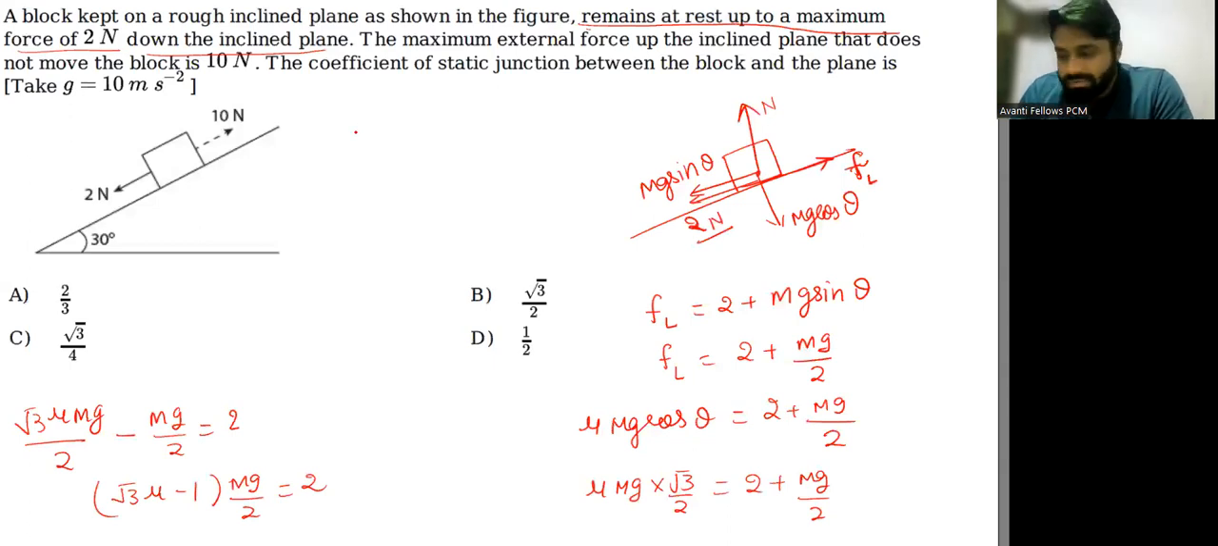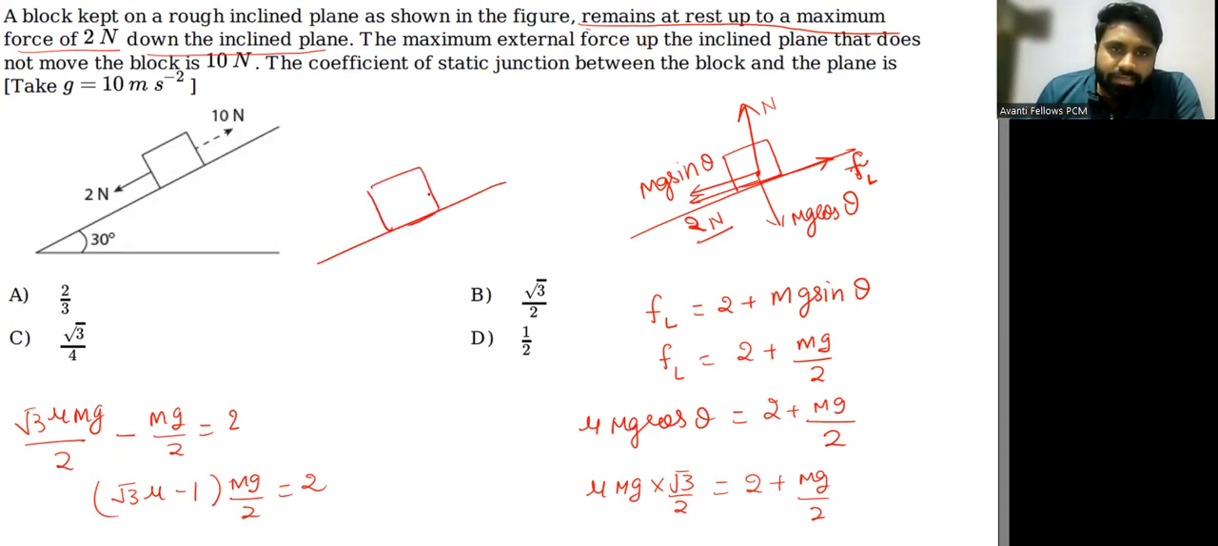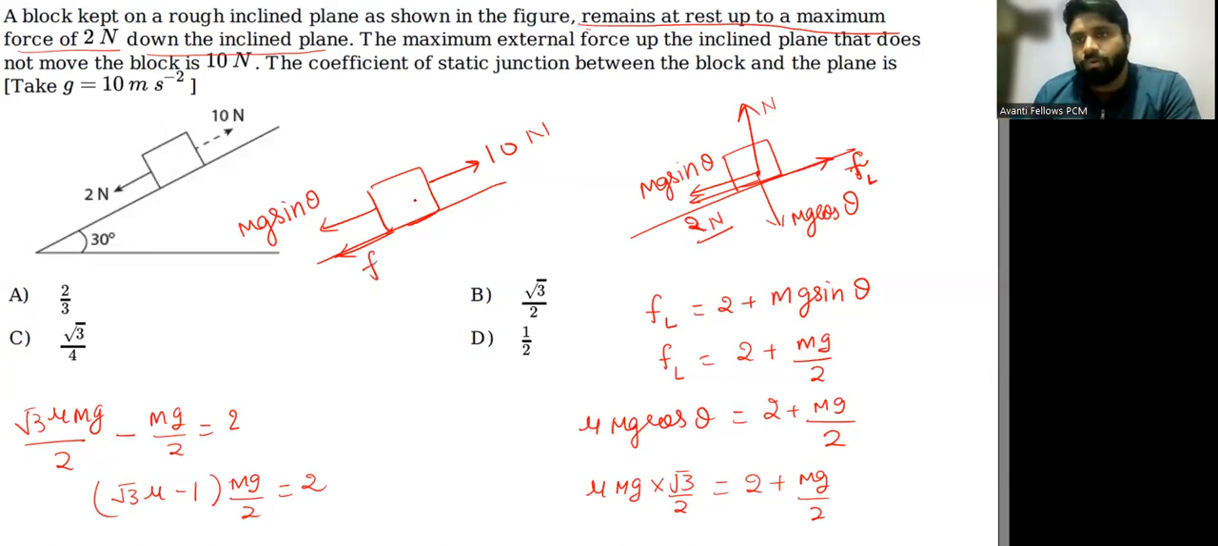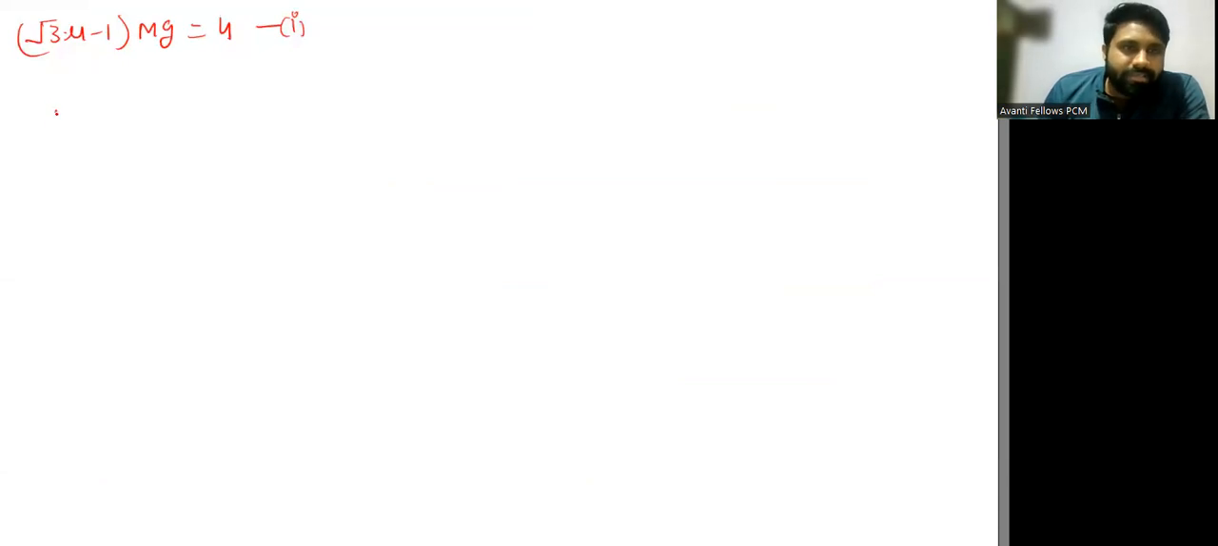Another piece of information given in the question is the maximum external force on the inclined plane that does not move the block, which is 10 Newton. This means when a force of 10 Newton is applied, mg sine theta is acting in the downward direction. Now the friction will act in the downward direction because the block will try to move upward. Friction opposes the relative motion, and it is obviously applied at its maximum value. So another equation we will have is mg sine theta plus FL is equal to 10.